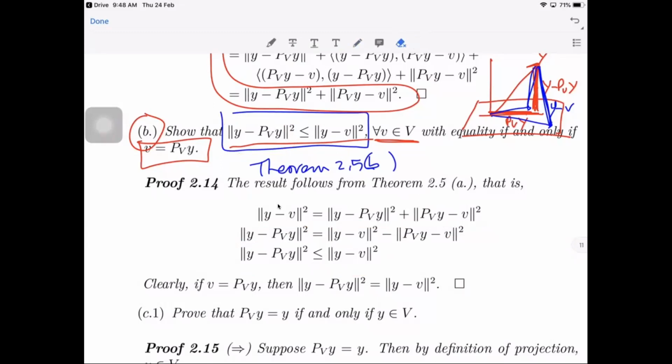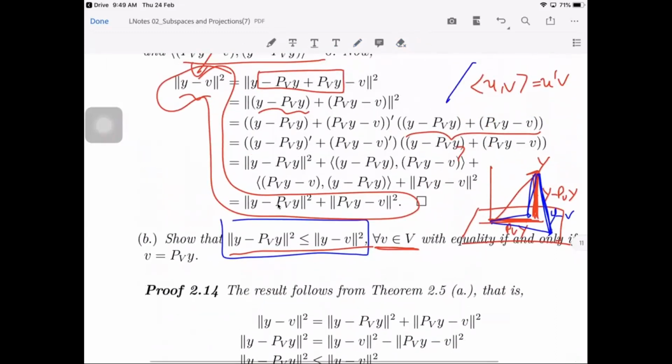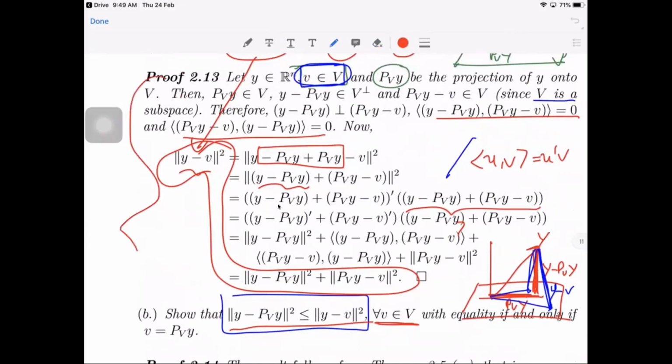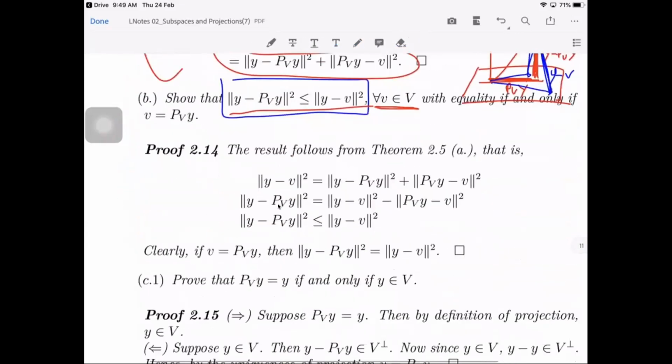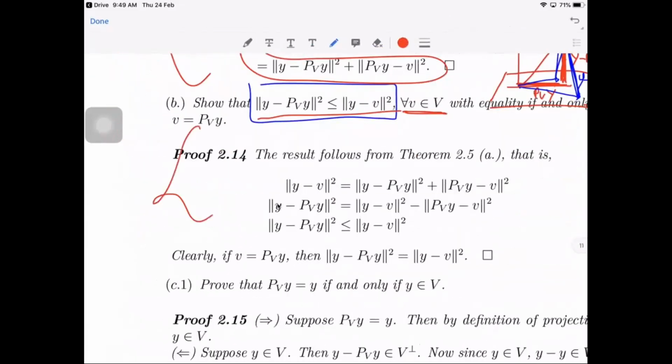So kung ipa-prove mo later, show that the projection of Y is the closest, is the point closest to Y, you have to start with this proof here. You have to start with this proof, then continue with this proof. So that is showing closest. Okay? And clearly, if the projection of Y onto V is your vector V, then you attain equality.